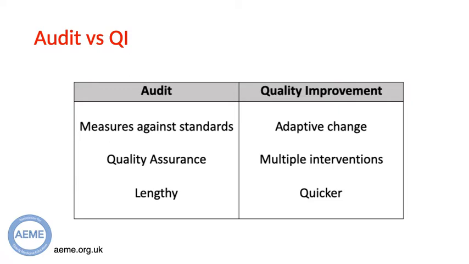Quality improvement allows for quicker and more evident change, which is adaptive. Multiple interventions can be quickly implemented, amended, and adapted to reflect the clinical environment and incoming data. There is constant evaluation of the project throughout, so changes can be seen in your daily working life.